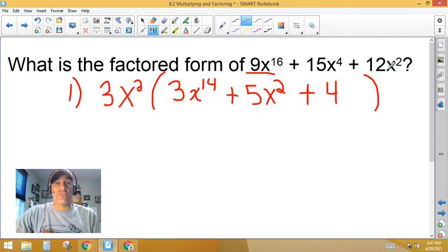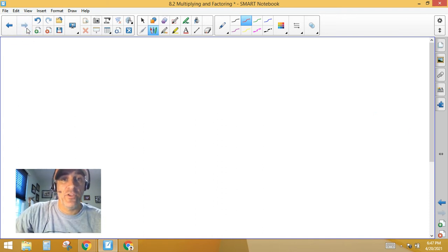And that's factoring using GCF. We're factoring out a monomial out in front. That's it. Your turn to try some more.